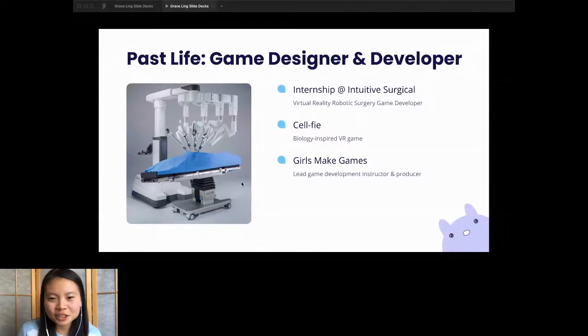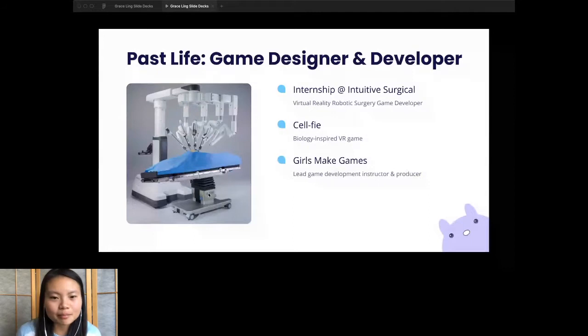I interned at Intuitive Surgical last summer. And so Intuitive Surgical is the robotic surgery company. They make the Da Vinci robot. Feel free to let me know in the chat if you ever heard of Intuitive Surgical. There's actually this video that came out, it was pretty viral a few years ago, about the robot sewing together grapes. So I worked for that company.